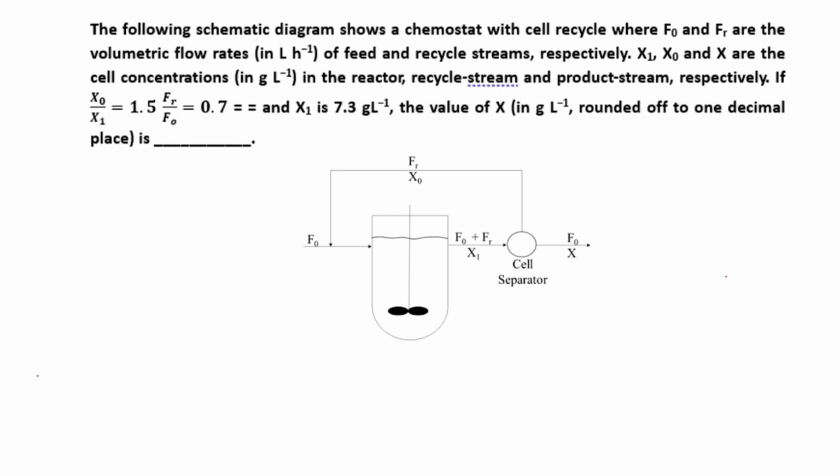So today we are going to discuss one of the most important questions which came in GATE 2023 BT paper. So this was on bioprocess engineering, and most importantly this topic is on cell culture in chemostat with a recycle. So it is basically the chemostat with a recycle model.